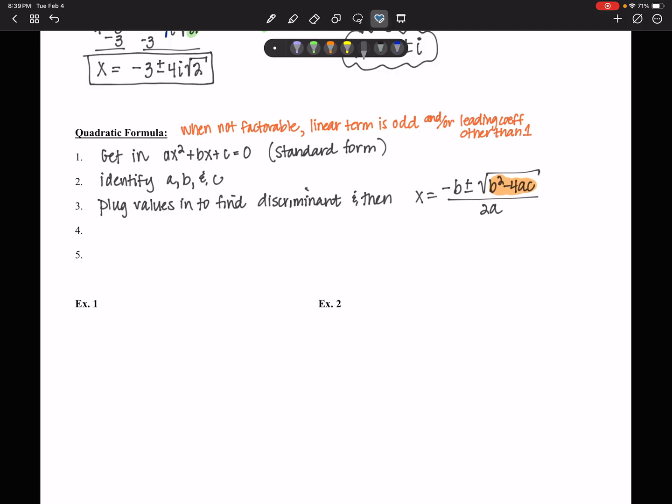Step 4 is going to be simplify the radical, which means if we need to break it down, we're going to break it down. And then solve for the variable.